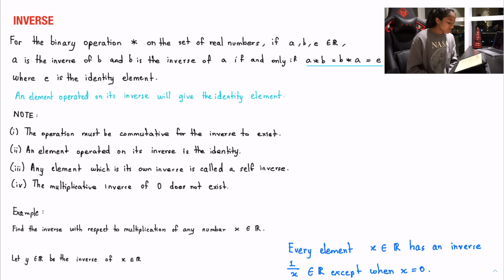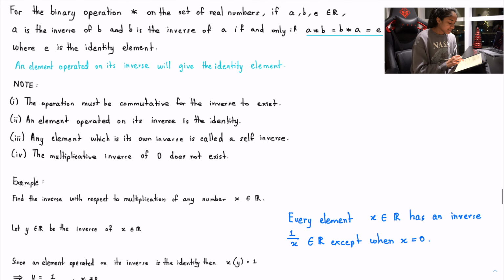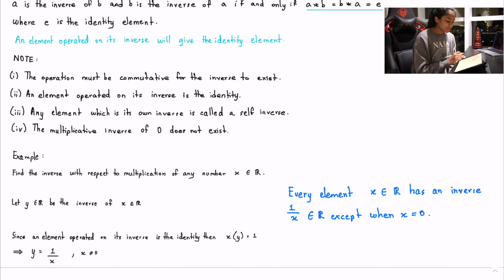Okay, so we're going to look at this example, and it states to find the inverse with respect to multiplication of any number x, which is an element of the set of real numbers. What we're going to do is let y be the inverse of x, and we're stating that y is an element of the real numbers just as x is. Since an element operated on its inverse is the identity, remember this rule here, this is why it's important to understand the rules.